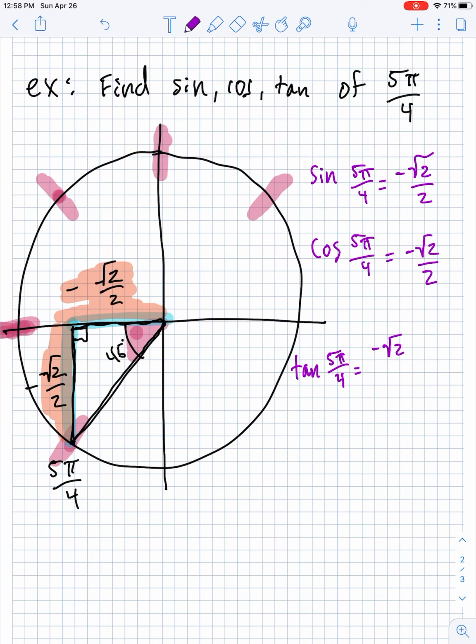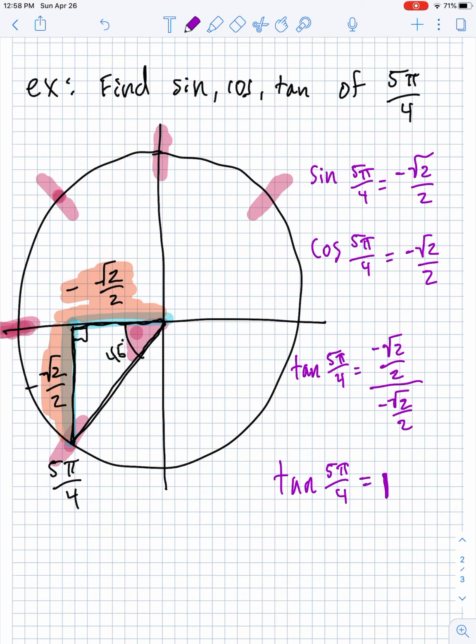Negative root 2 over 2 divided by negative root 2 over 2. Now, you could do your multi-flip and start canceling a bunch of stuff, but you guys, anytime you divide something by itself, isn't that just 1? So that means tangent of 5 pi over 4 is equal to 1.